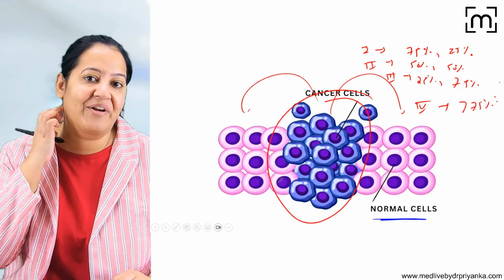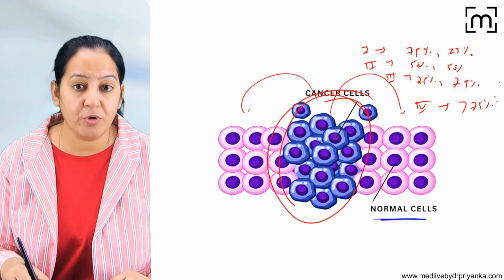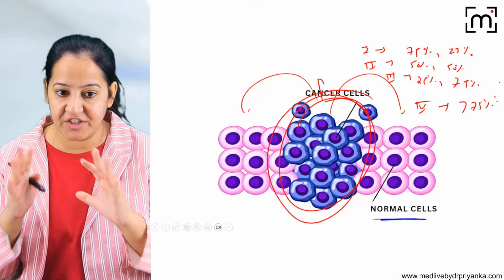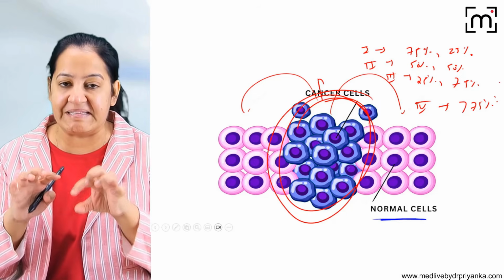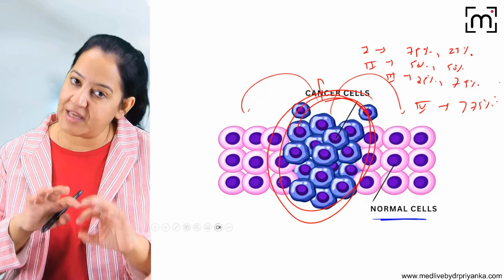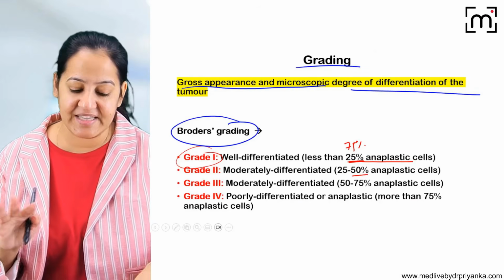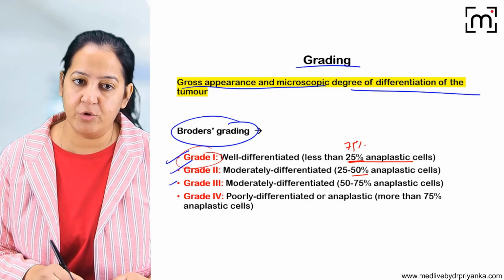We cannot decide the grading without a microscope. So you have to put the slide of the cancer cell under the microscope, in which you can judge a percentage: how much the tumor cells are resembling the normal cell, or how anaplastic they are from the normal cell. Based on that percentage, we decide the grade of the tumor. Grade 1, grade 2, grade 3, grade 4.